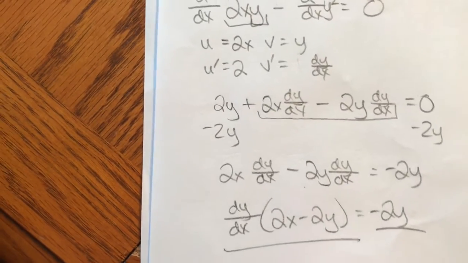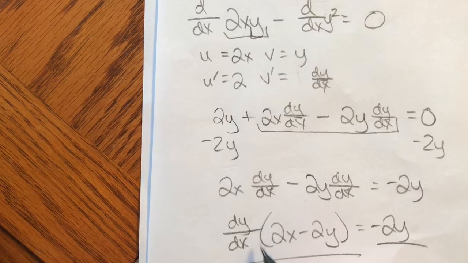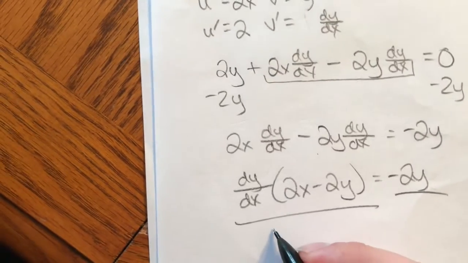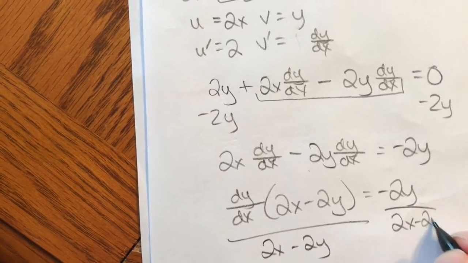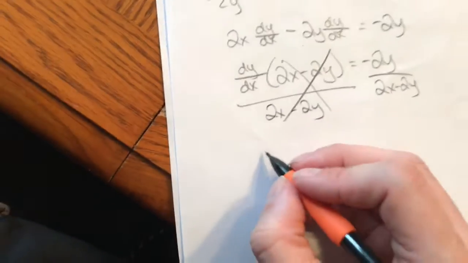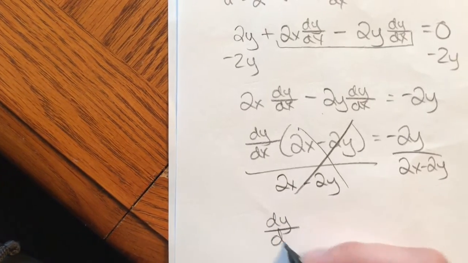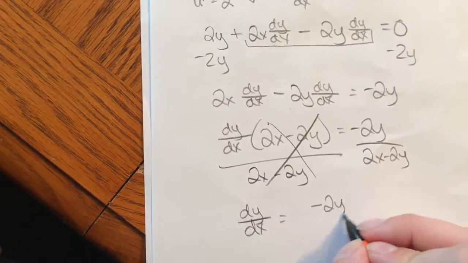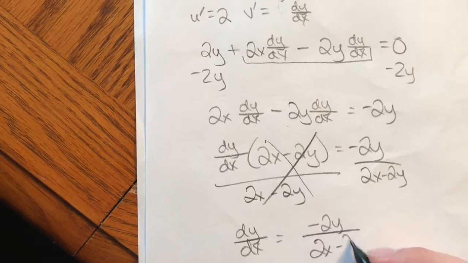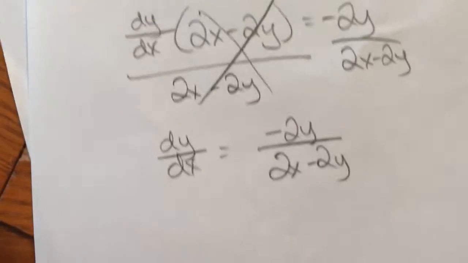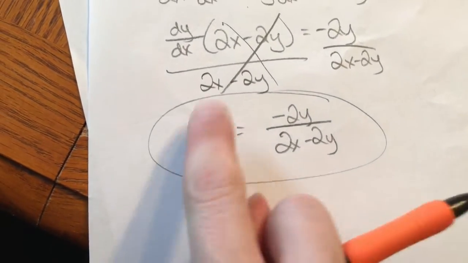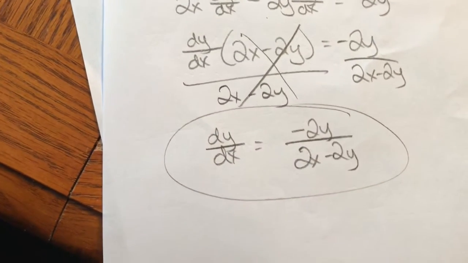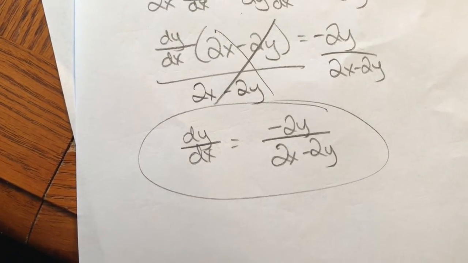Divide everything by the stuff left behind after we factored out the dy/dx. So divide everything by 2x minus 2y. Cross that out because it's gone now. And our answer is dy/dx equals negative 2y over 2x minus 2y. No, you cannot cross out the 2y's because we're subtracting down here. That's it. If I were to take another derivative, I would do the same exact thing. It would be quotient rule. It would be a mess, but I wouldn't make you do that on the test, so I'm not going to make you do it here.